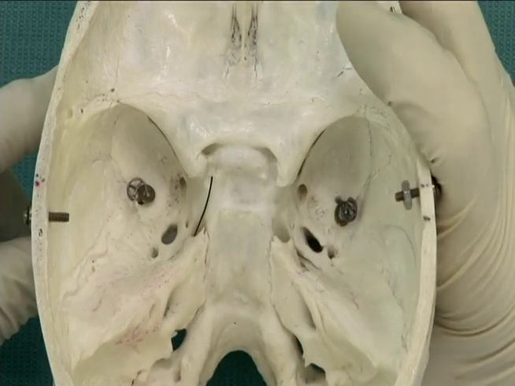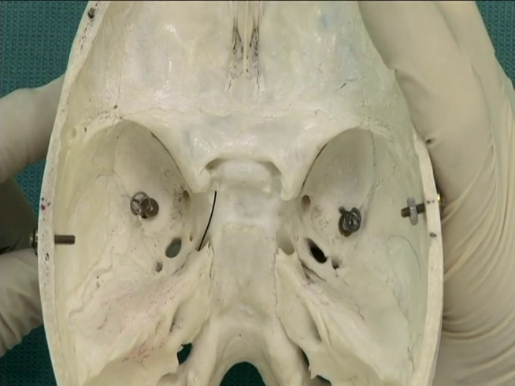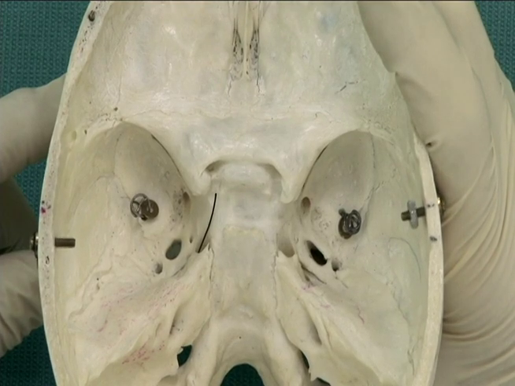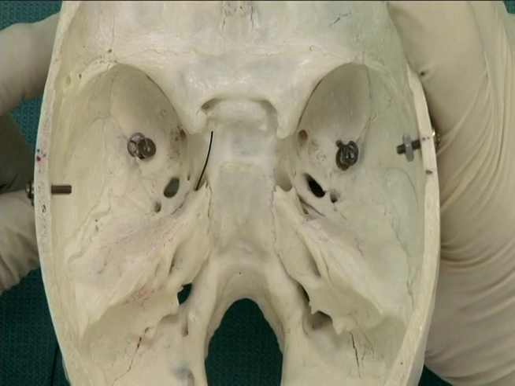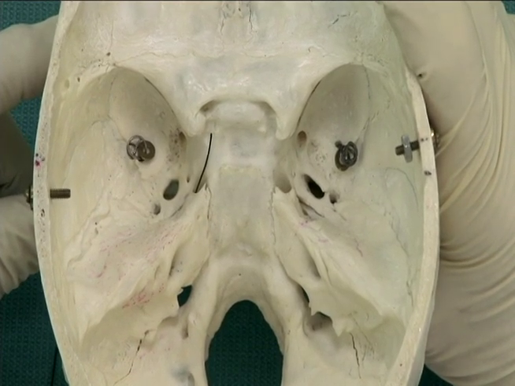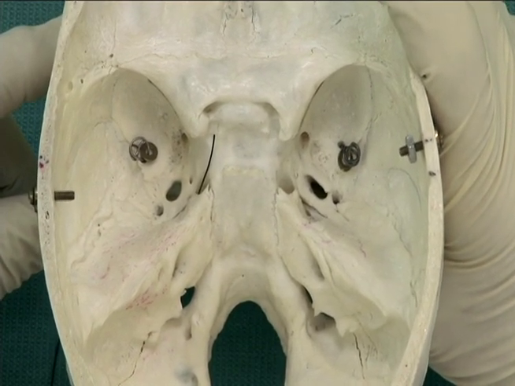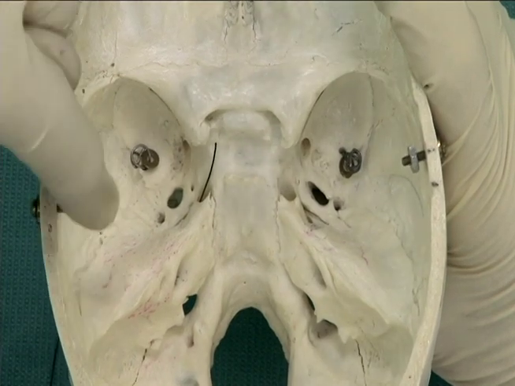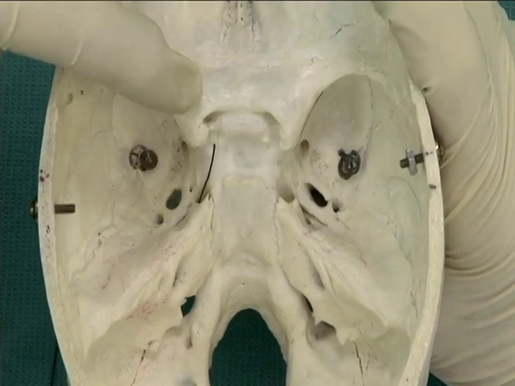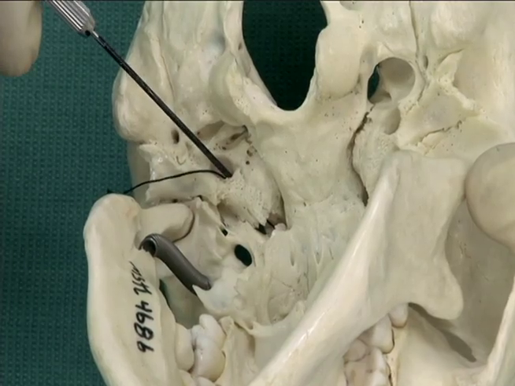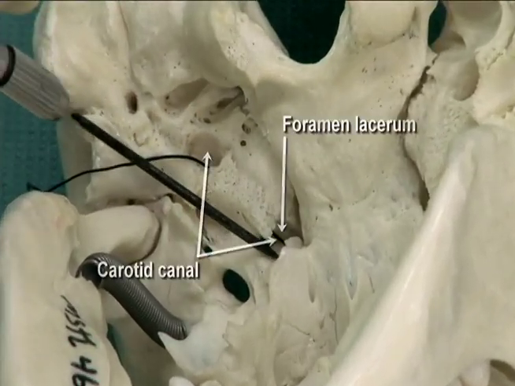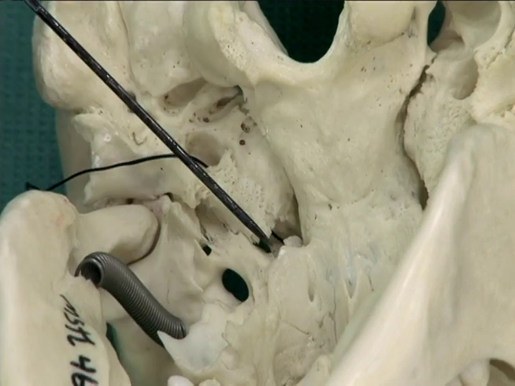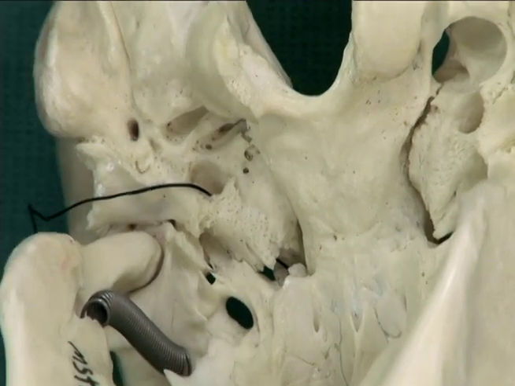With the use of a thread to mimic the position of the emerging internal carotid artery and associated internal carotid plexus, it can be seen that the internal carotid passes over the foramen lacerum. Trace the thread passing through the carotid canal and above the foramen lacerum to reach the inside of the skull.